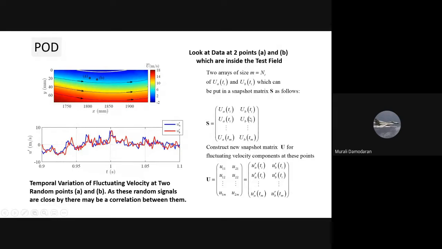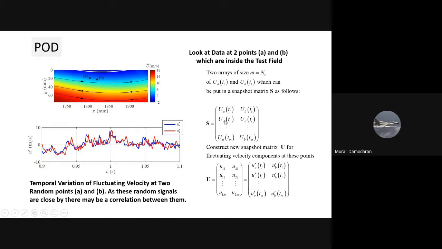Okay, so now you have to construct a new snapshot matrix for the fluctuating velocity component at this point. This is the total thing, so you break up the mean and take it out. So I'm going to put my fluctuation velocity component matrix, the same thing. This is the random velocity fluctuation, which you see in this plot.